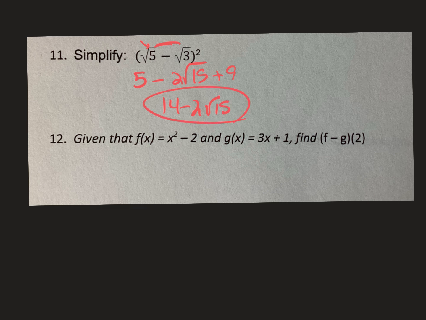Number 12, it says find of these two functions, find f minus g of 2. Did one of these like this last week. Put a 2 in there and a 2 in there and see what we get. So if I put a 2 into f, that's going to be 4 minus 2, which is just 2. If I put a 2 into g, 3 times 2 is 6, plus 1 is 7. It says do f minus g, so I'm doing f minus g. Gives me negative 5.